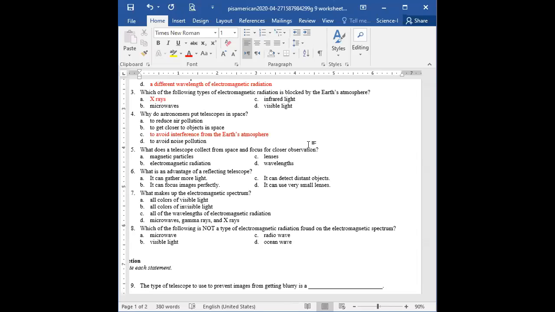So let's pass to question number 5. What does a telescope collect from space and focus for closer observation? Yes, Abu Talib. Again, question number 5. What does a telescope collect from space and focus for closer observation? Once we put a telescope in space, what is it going to gather?